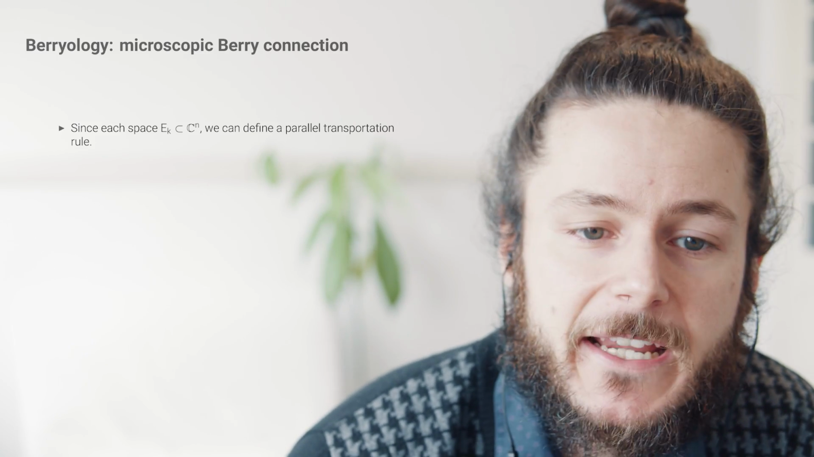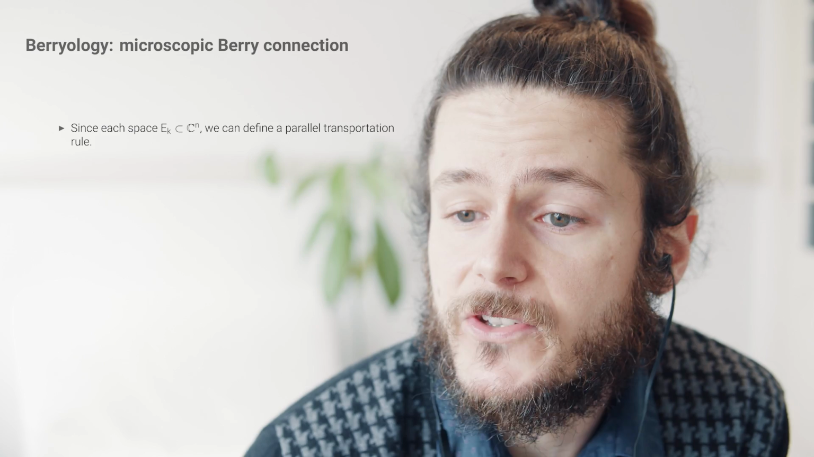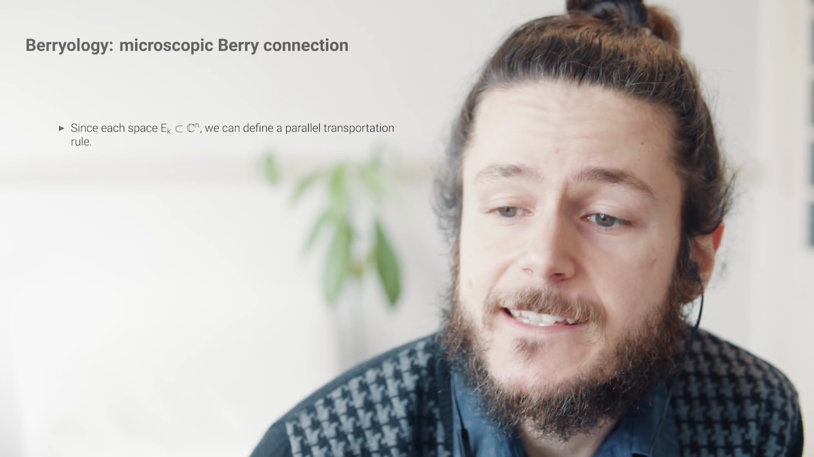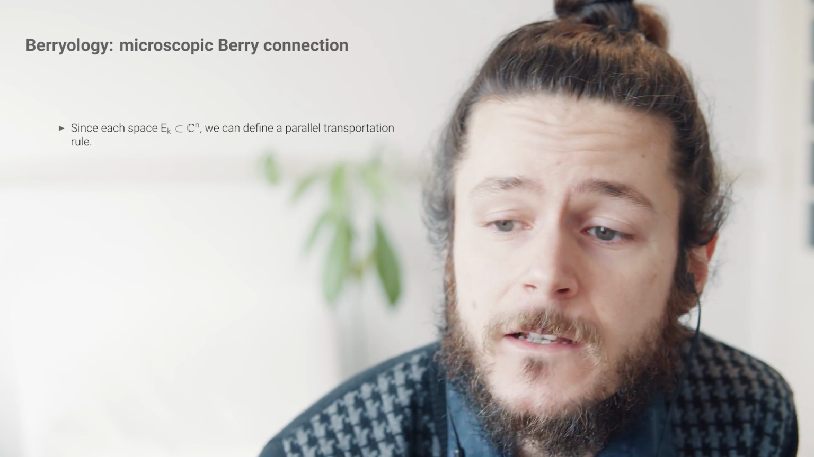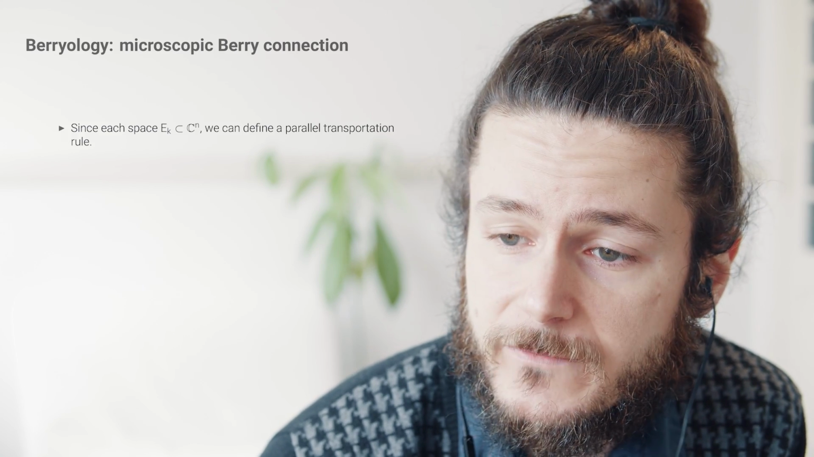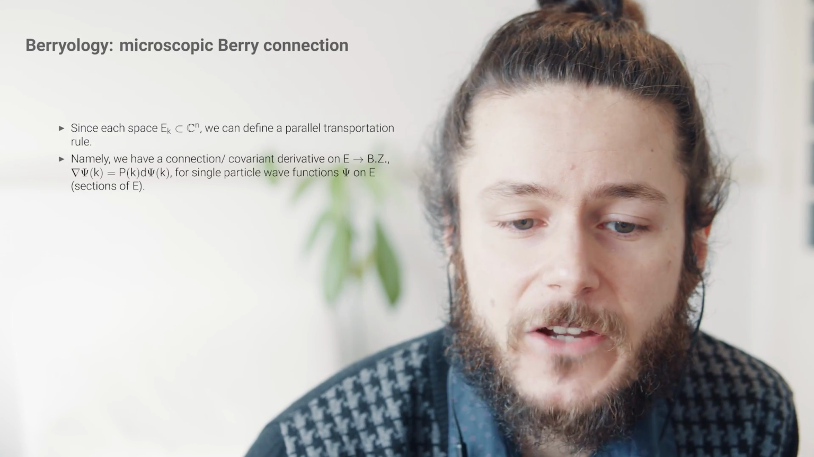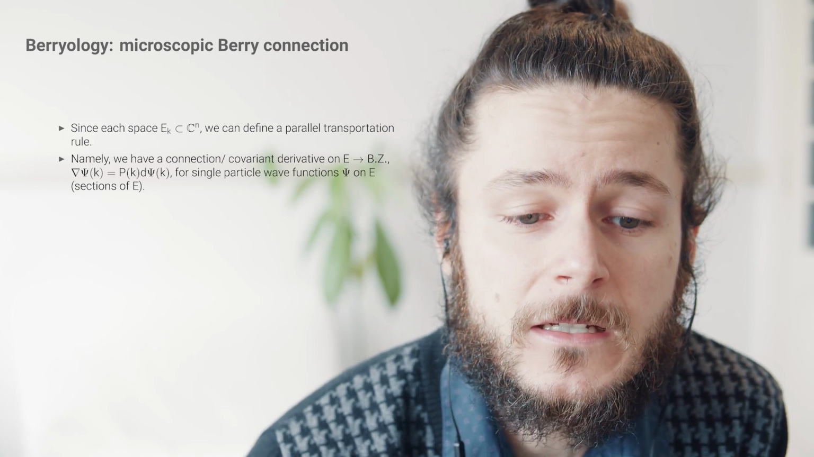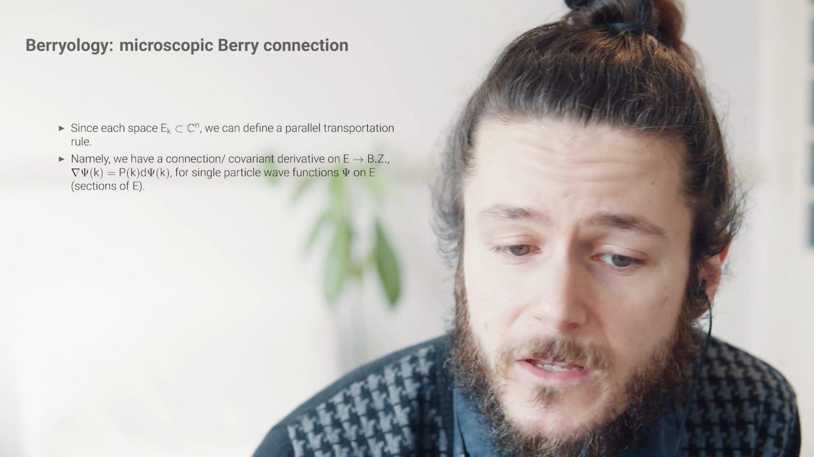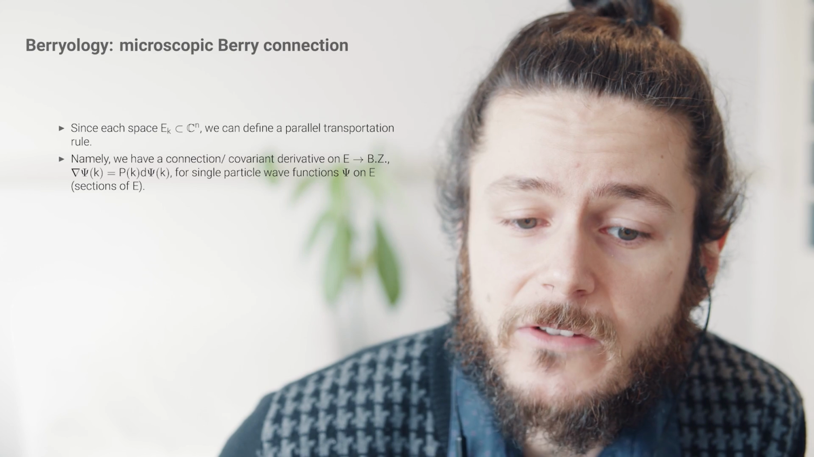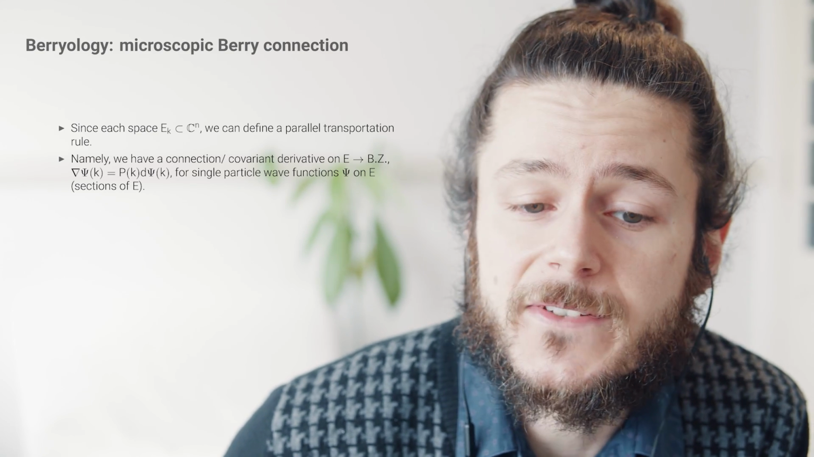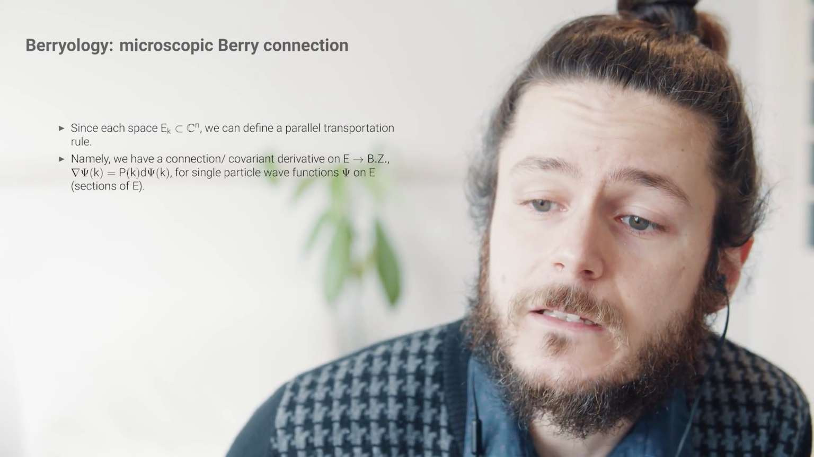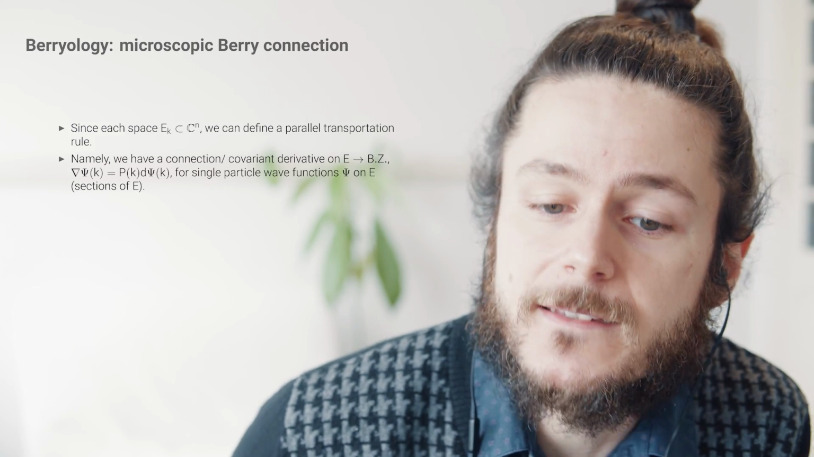Now let's talk about the Berry connection, and more specifically about the microscopic Berry connection. Because each space E_k is a subspace of a fixed vector space C^n, we can define a notion of parallel transportation. Namely, we have a connection / covariant derivative on the vector bundle E over the Brillouin zone, which is essentially given by projection. So you take the exterior derivative of your wave function in the single particle sector, and then you project. And this, of course, still is in the vector bundle E, or basically in the valence bands.